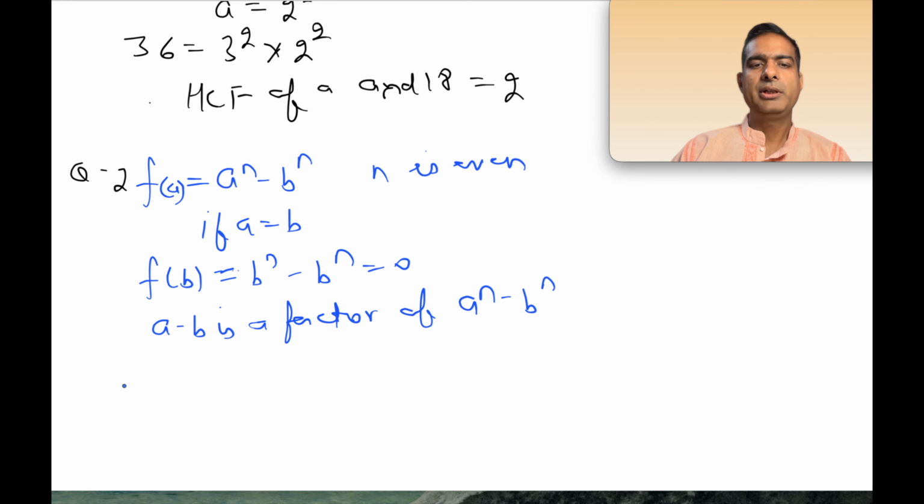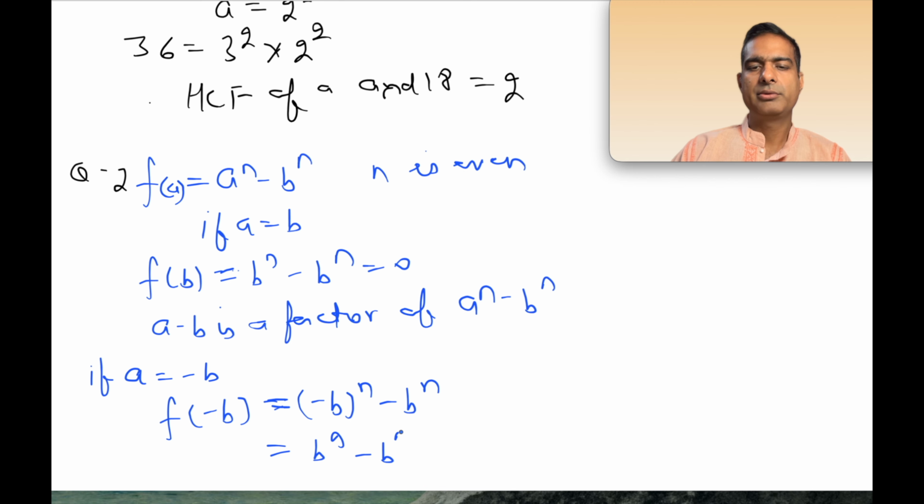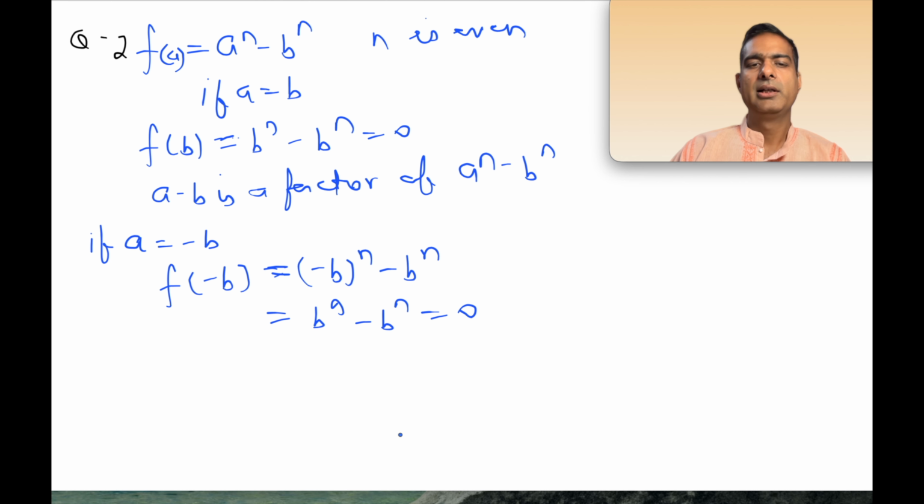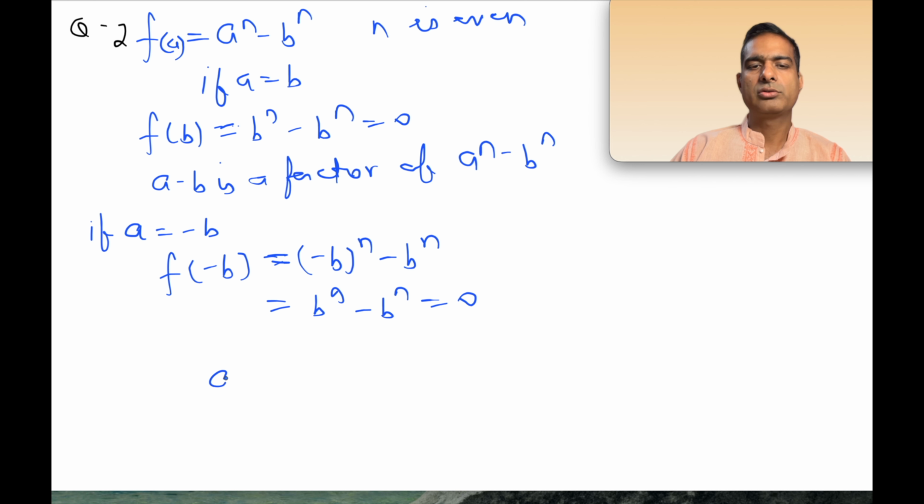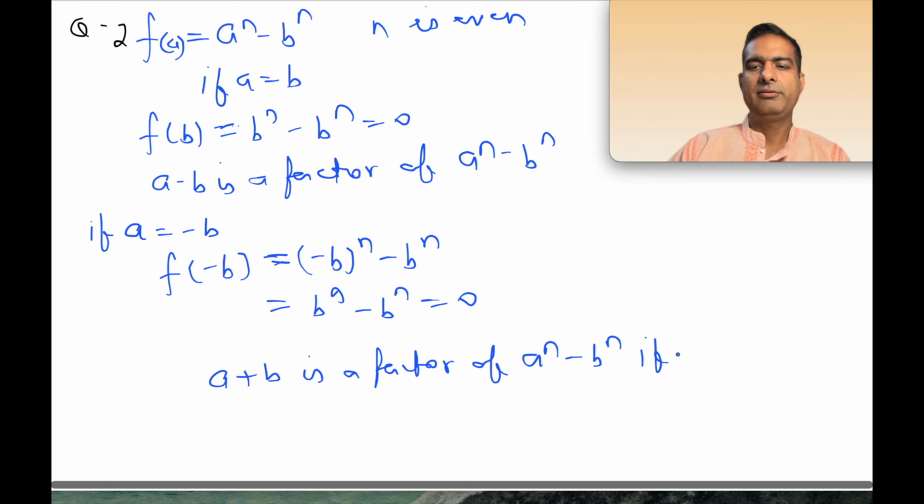Now similarly, if we take a is equal to minus b, then also f of minus b will become minus b to the power n minus b to the power n. Now n is even here, so we can write b to the power n minus b to the power n is equal to 0. So again, f of minus b is also 0. So we can say a plus b is a factor of a to the power n minus b to the power n if n is even.